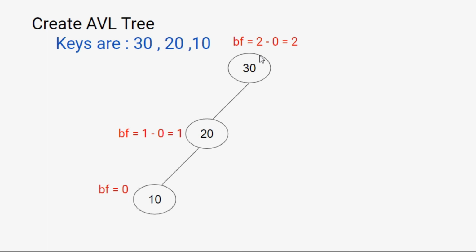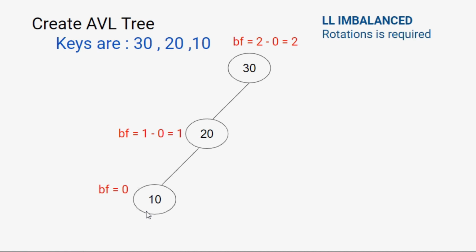Okay, so how did this come about? Because we have inserted 10 on the left of 20, and 20 was on the left of 30. So we have performed two left operations, due to which the balance factor of the root node comes out to be 2. So that means this is an LL imbalanced tree. What is LL imbalance? What do I mean by that? That we have a node that is left of 20, which is left of the root, and that is creating imbalance in the tree.